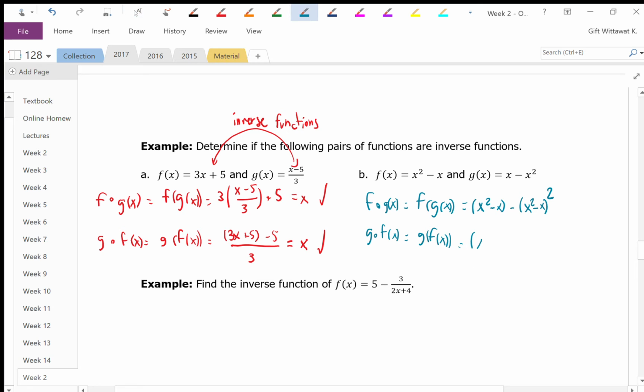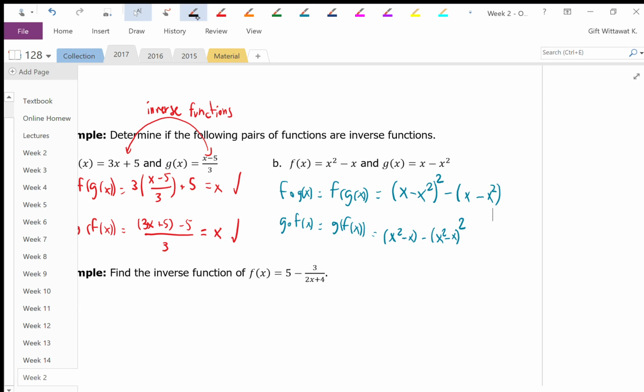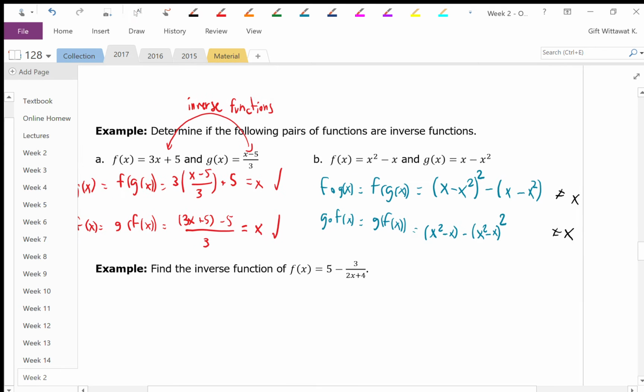Nope, I didn't. Okay, so I made a mistake. What I had earlier is actually g of f of x, because I'm plugging f into g here. So my bad. My f of g of x should have actually been x minus x squared, minus (x minus x squared) squared. Okay, that's a little confusing. But you can see that once you simplify this out, this thing is not going to equal x, and this thing is also not going to equal x. So these two are not inverse functions.